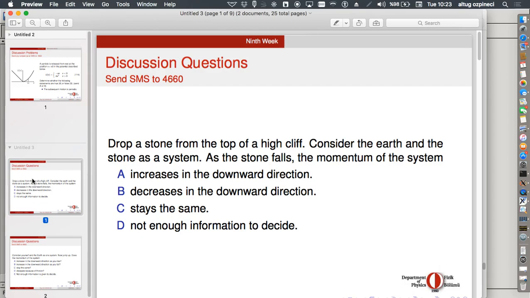While it's falling down, the earth is pulling down the object, and the object is pulling up the earth. So they have velocity in opposite direction, and the momentum does not change. And after it hits the ground, it doesn't change again. Why not? Because when it hits the ground, it will go up again.